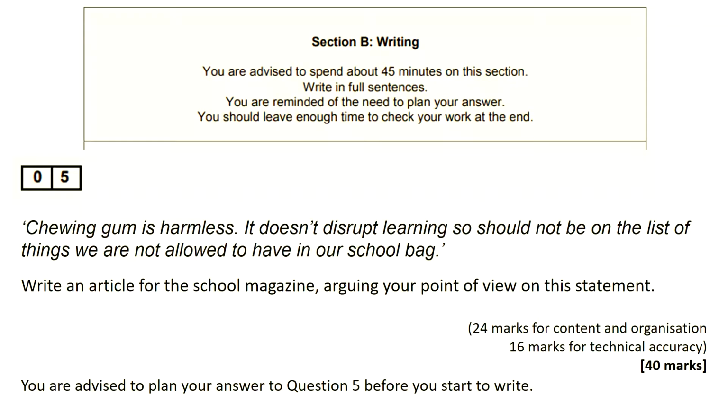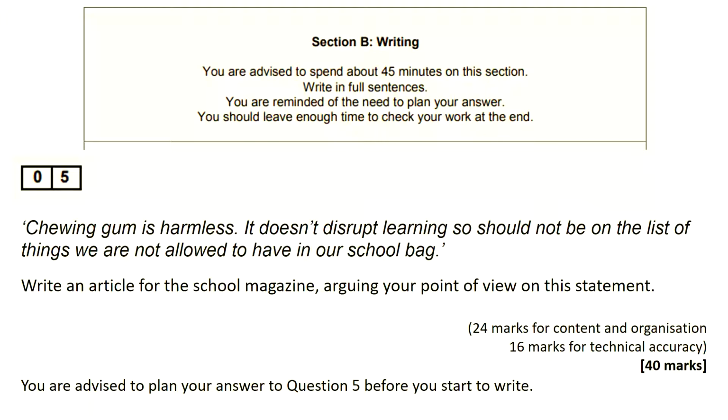So what you can see now is an example of what that question in the exam might look like. So we're into section B, the writing part of the paper. You're advised to spend about 45 minutes on this section. You must write in full sentences. You're reminded of the need to plan your answer. You should leave enough time to check your work at the end. So there's a bit of advice there from the examiner about the importance of planning, and then at the other end, the importance of checking through what you've done so you can remove any little mistakes that you might notice.